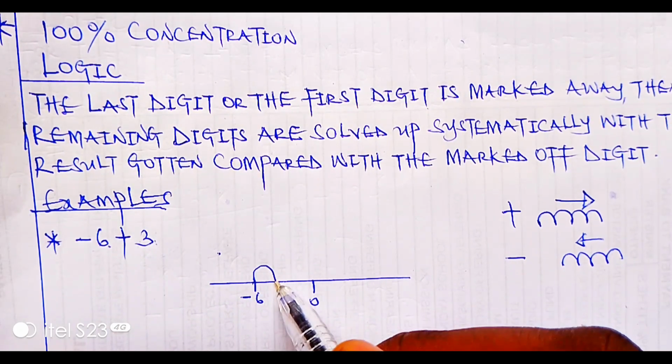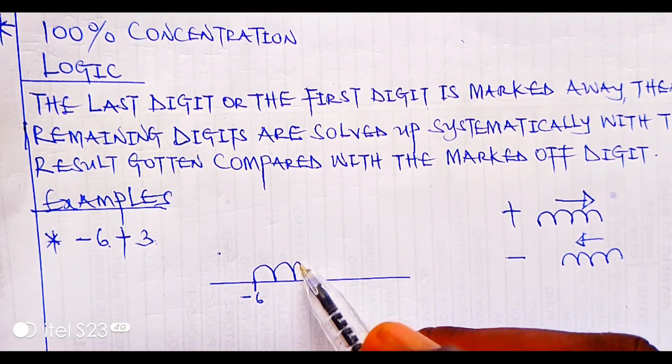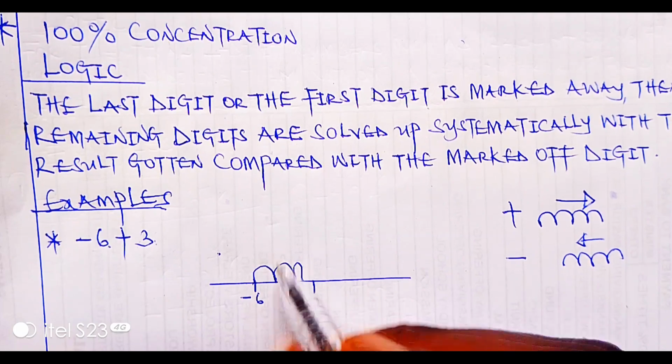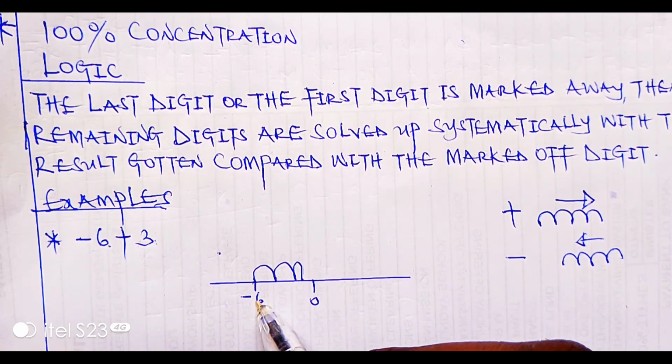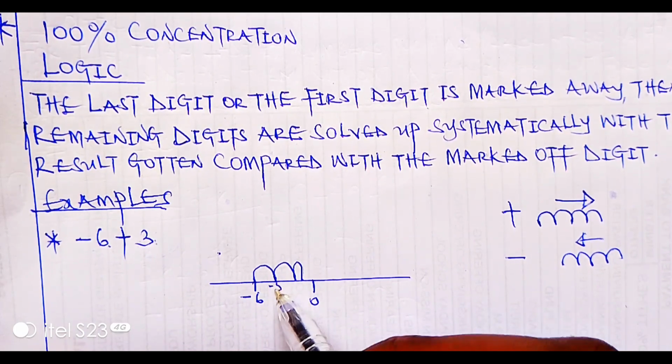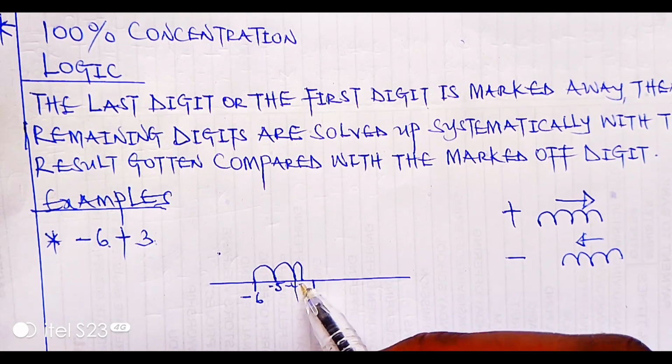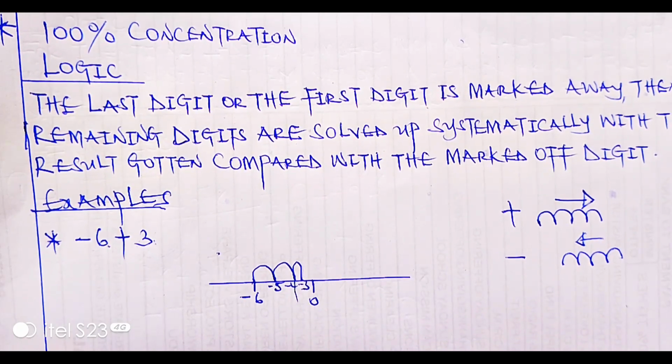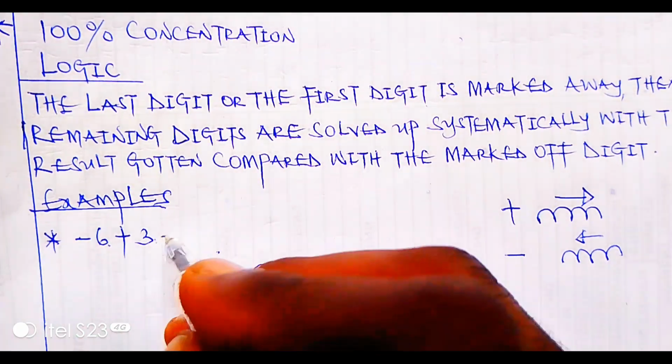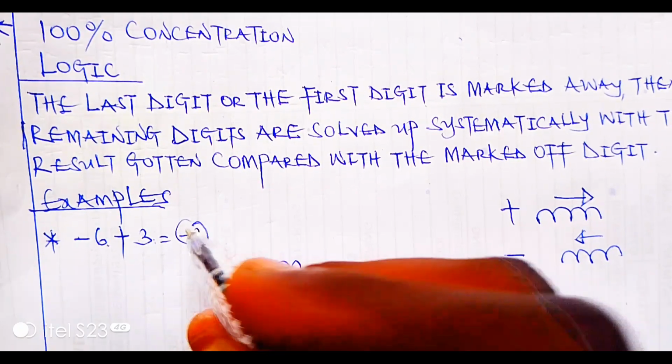Let's go. 1, 2, 3. So here it's minus 6. What's going to be here? Minus 5. What do I have here? Minus 4. What do I have here? Minus 3. So minus 6 plus 3 is minus 3.